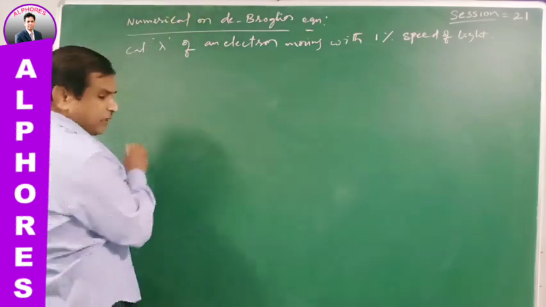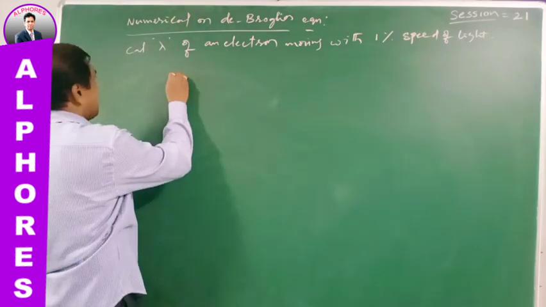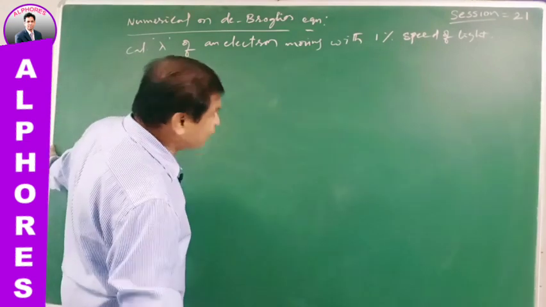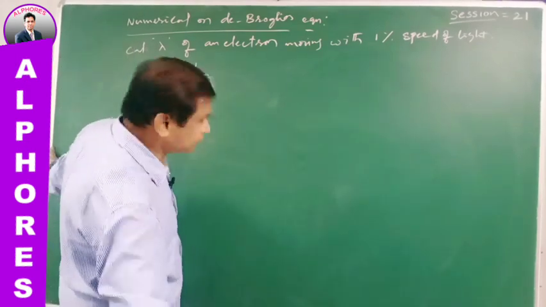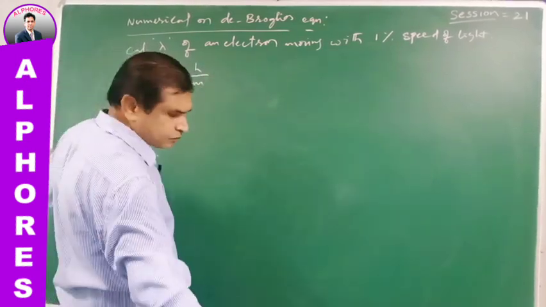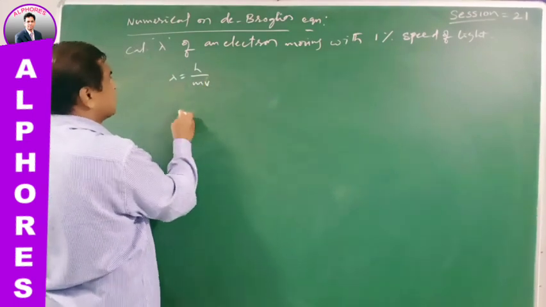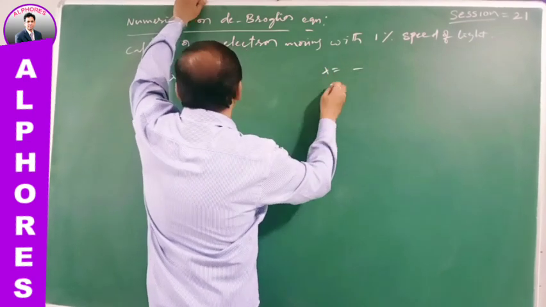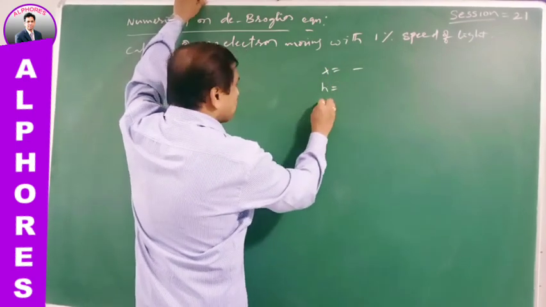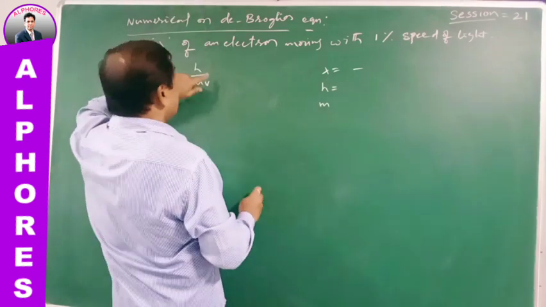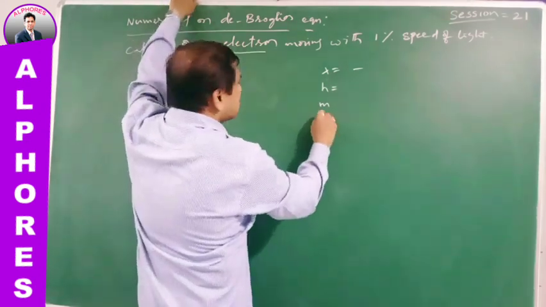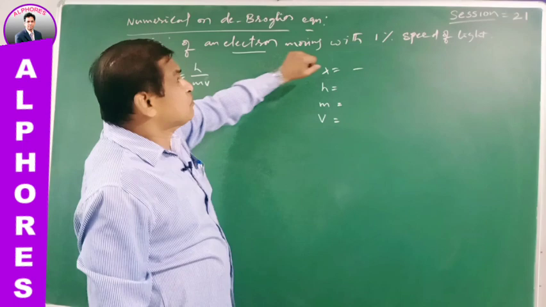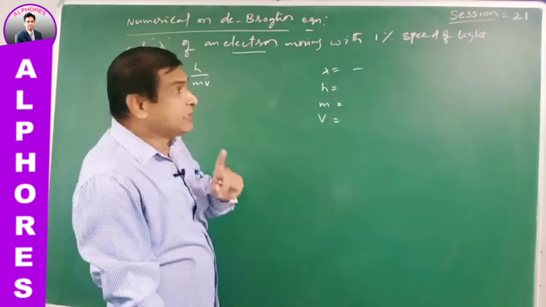As we know, the formula is lambda equals h by mv. Now you are calculating lambda. h is Planck's constant, m is the mass of the electron, and v is the velocity of the electron. He said that it is traveling with 1% speed of light, so we should be very careful.